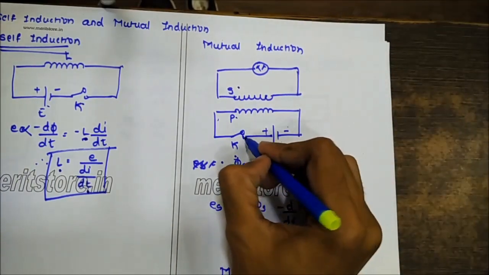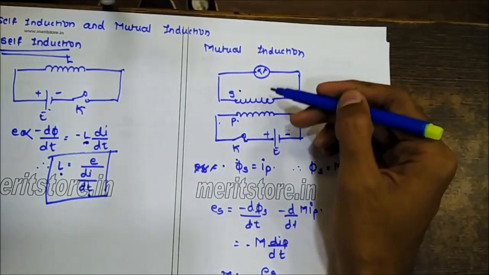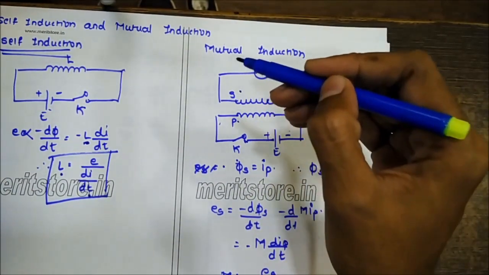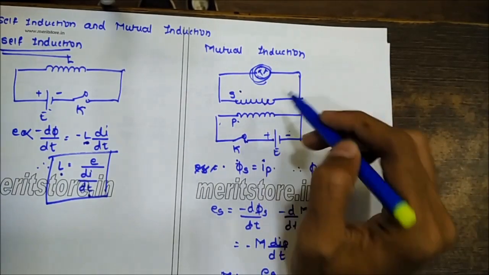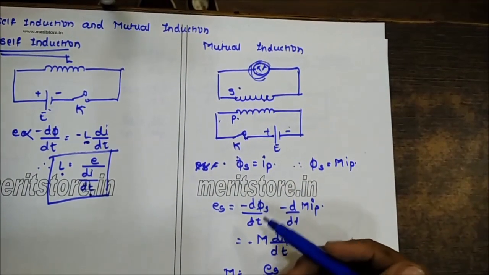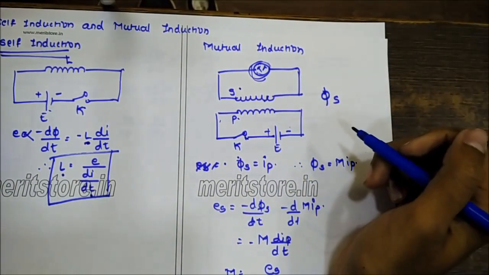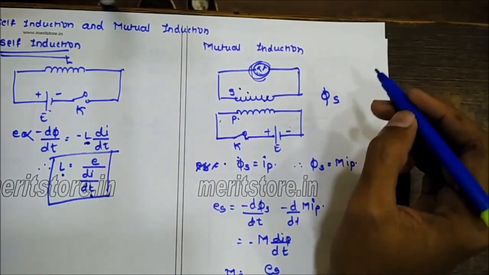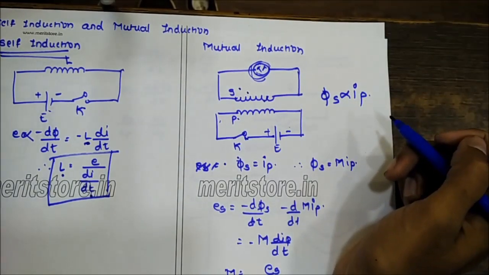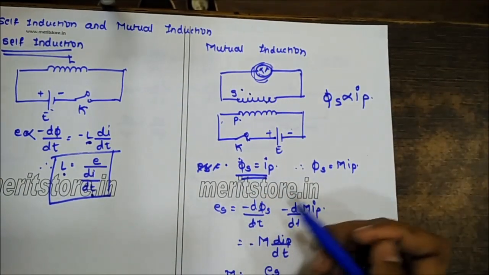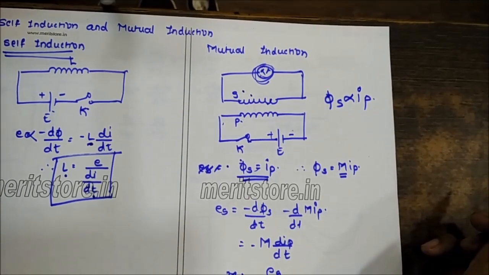Whenever the key is on, the current starts flowing in the primary coil, and due to the change in the current, an EMF induction takes place in the secondary coil. As a result, there is a galvanometer which shows some amount of current. The magnetic flux linked with the secondary coil depends directly on the current in the primary coil at that instant. So we have phi s proportional to Ip. For that proportionality, we use a constant called M, which is called the coefficient of mutual induction.